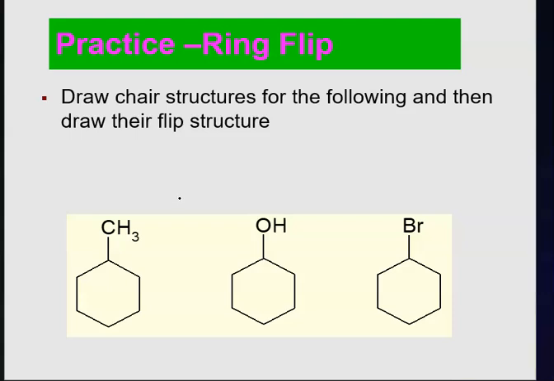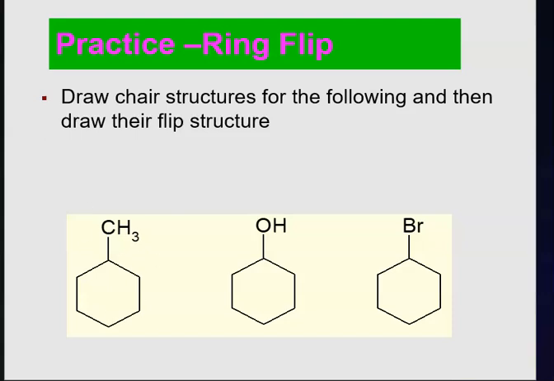Alright, so now we are putting substituents on the cyclohexane and then trying to see if we can draw the chair structure and its flip structure. Okay, so there are three examples given. They will all have similar ways of drawing, so let's pick one of them.